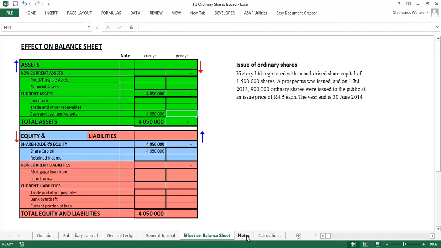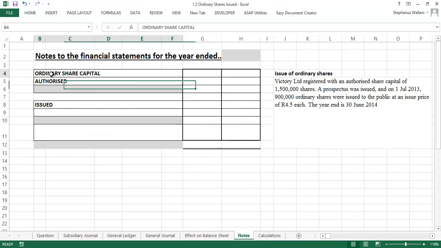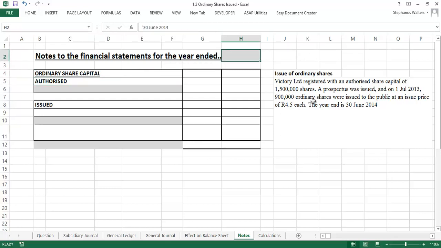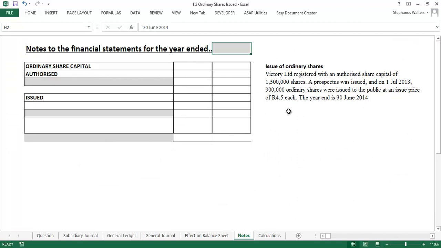Lastly, I can just quickly show you the notes to the financial statements. This will be the ordinary share capital note that you'll have in your notes, and it's for the year ended on 30 June 2014. So we can put here 30 June 2014, and we can have that in there. And then our note has got two parts, basically, the authorized shares and the issued shares. So how many shares was this company authorized to issue? Well, 1.5. They could issue up to 1.5, so we're going to have a little note explaining that. Number of authorized ordinary shares is 1.5 million. Good. Then our issued shares.